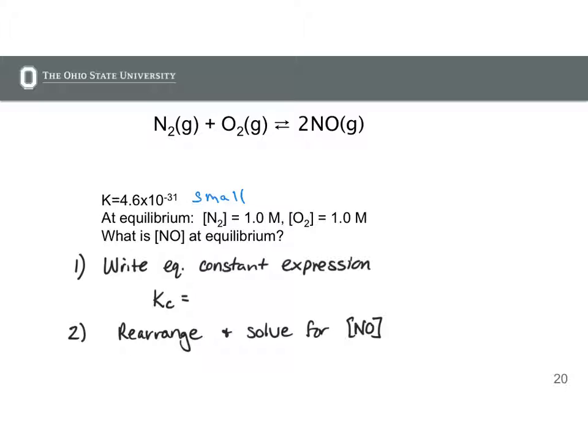At equilibrium, again, we'll say we allow this reaction to take place in a sealed flask, and we find that at equilibrium we have a concentration of N2 of 1 molar, a concentration of O2 of 1 molar, and we want to know what is the concentration of NO at equilibrium. So NO is the product. Would you expect a small value or a large value in comparison to 1?